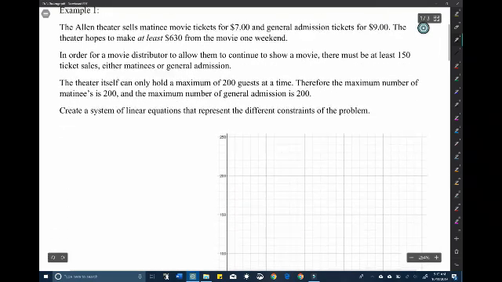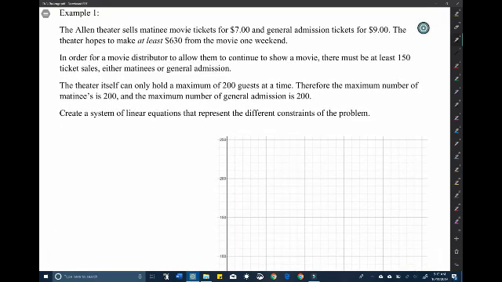So example 1, the Allen Theater. We sell matinee tickets for $7 and general admission for $9. In the real world, you hope to make some money from movies, and in this particular weekend, we're hoping to make at least $630. That "at least" should ring something in your mind. We'll get back to it later. In order for a movie distributor to allow them to continue to show a movie, there must be at least, hey, there's that funky word again, 150 ticket sales, either matinees or general admission. The theater itself can only hold a maximum of 200 guests, and so that's between matinees and general admission. All these different things are known as constraints.